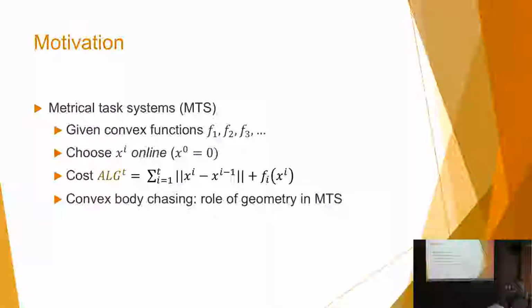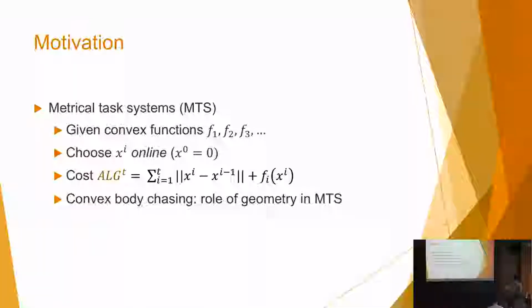And convex body chasing is specifically looking at what the geometry has to do with this problem. And you can just imagine that if I gave the same function just translated a bunch of different times, so the actual shape of the function is playing some role, but just the fact that I'm translating it is also playing some other role.